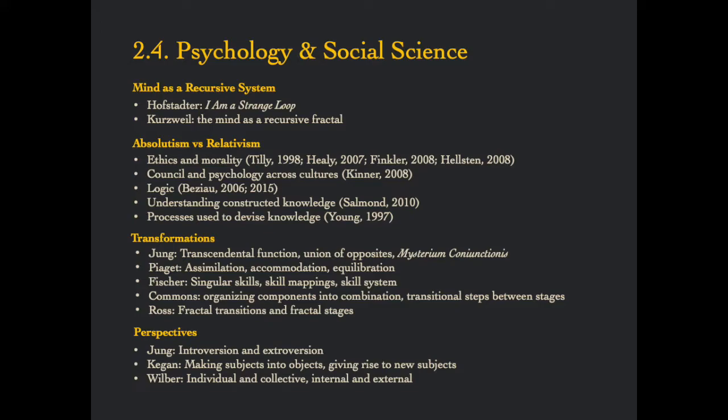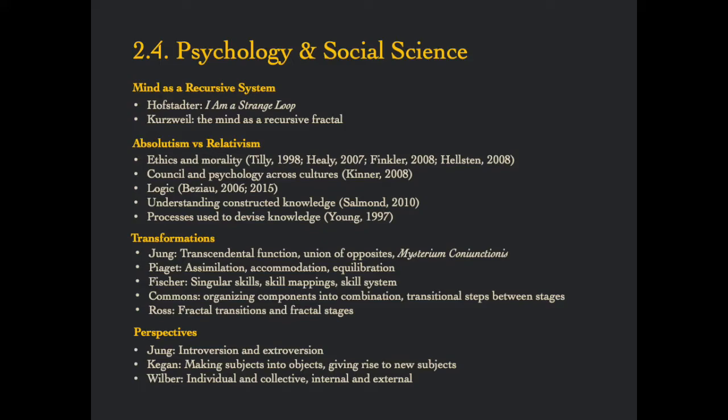And Sarah Ross is worth mentioning here because she pointed out that Commons' model of transition steps between stages is fractal. And it's fractal because the same transitional processes happen between every single stage of development of behavior.